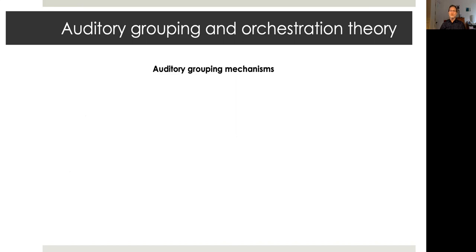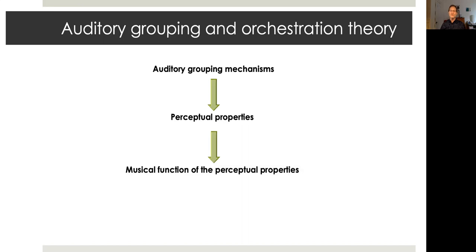Auditory grouping mechanisms give rise to perceptual properties that then acquire musical functions. It is these musical functions that we then hope to eventually fashion into a psychological foundation for elements of a theory of orchestration. So this diagram gives an idea of the reason behind initially focusing on auditory grouping mechanisms as the beginning of a chain of perceptual and cognitive processes that result from orchestration and give rise to rich musical experience.